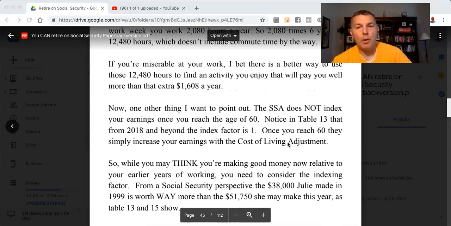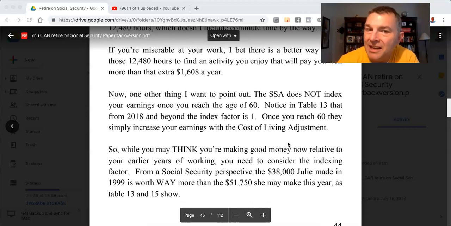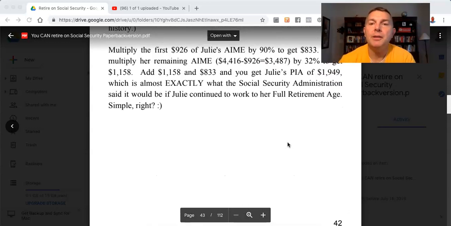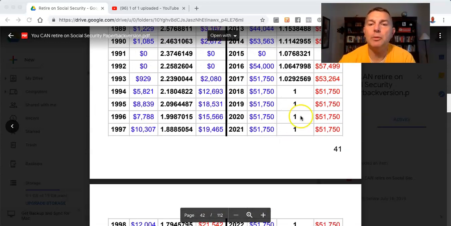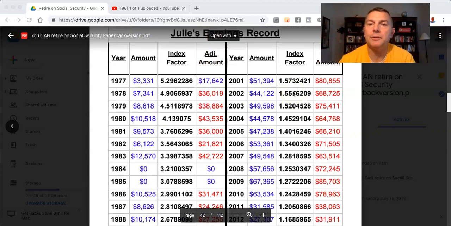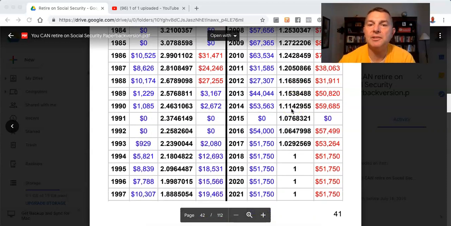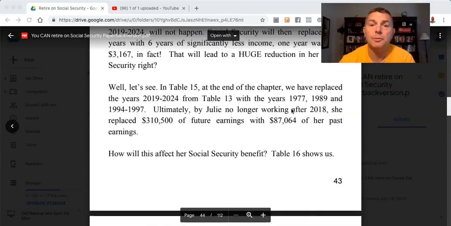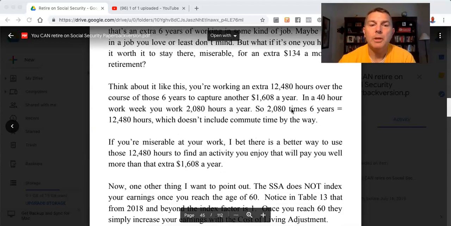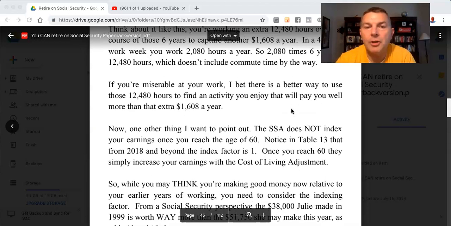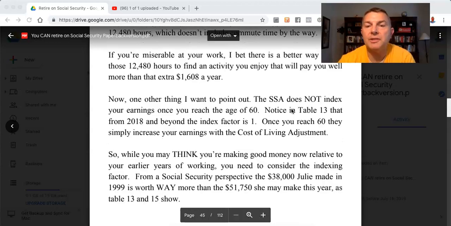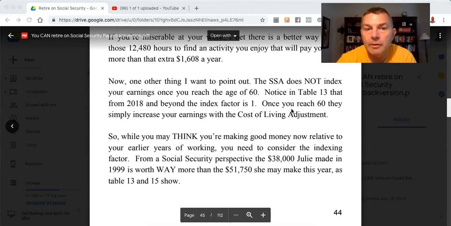Now, one thing I want to point out, the SSA does not index your earnings once you reach the age of 60, which is why we have these at $51,750 with no indexed earnings, right? They don't index it once you reach the age of 60. It just does a cost of living adjustment. All right, so let's keep going. Social Security does not index your earnings once you reach the age of 60. Notice in Table 13 from 2018 and beyond, the index factor is 1. Once you reach 60, they simply increase your earnings with a cost of living adjustment.